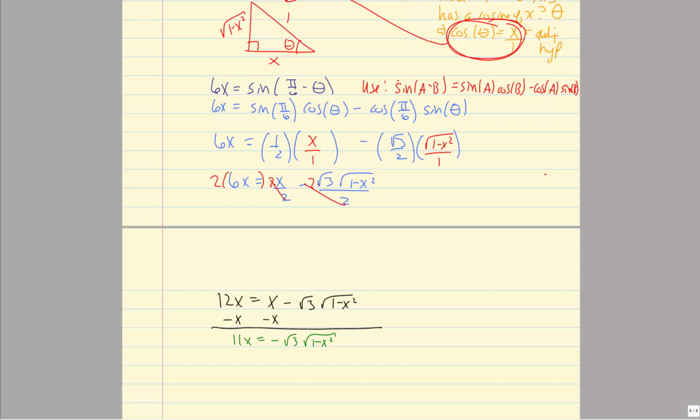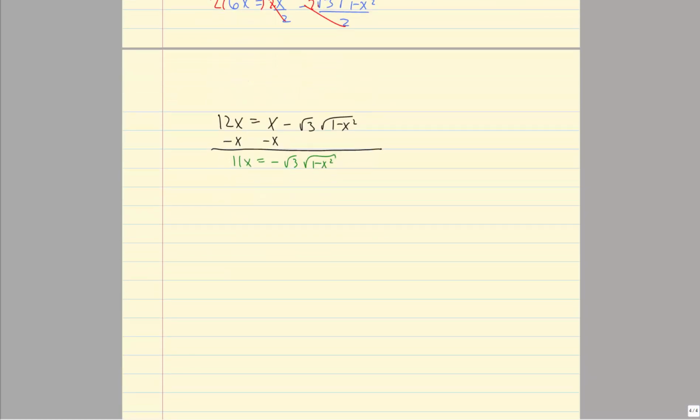Now this is that important step. If you square both sides of an equation, I'm going to have to check for extraneous roots. So as soon as I square both sides, this means I have to check for extraneous roots when I'm done. Okay, so on the left hand side I'll have 121. 11 times 11 is 121 x squared.